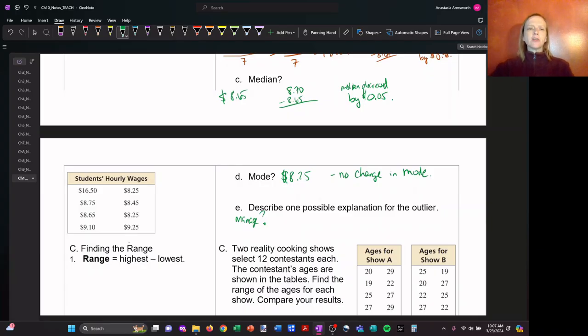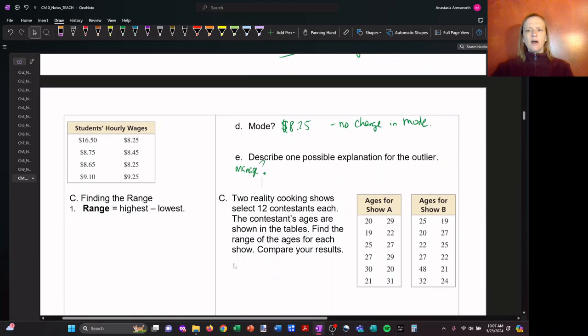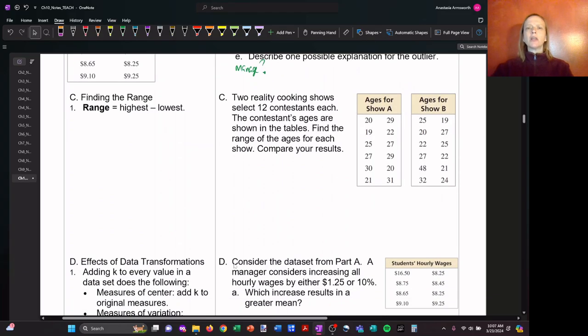All right, let's look at another set of data. And this time we're going to look not at how we measure the center of the data, but how we measure the spread of the data, how spread out these data are. We're going to do this by looking at the range of the data sets. To calculate the range, you just do the highest value minus the lowest value.